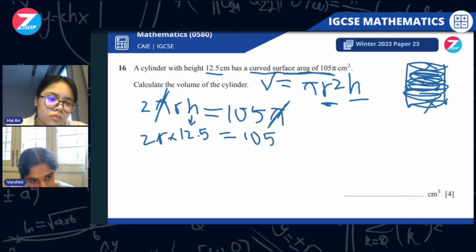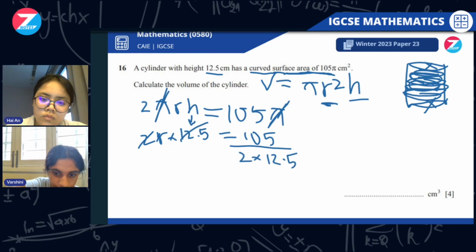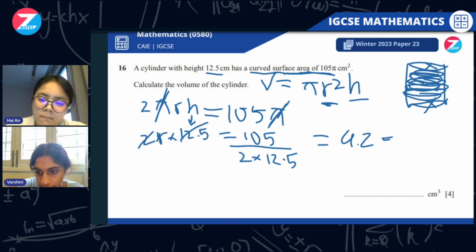So let's make r the subject of the formula. Let's get rid of the multipliers over here, which are 2 and 12.5. So let's divide: 105 divided by 2 times 12.5. You put that in your calculator. You should get 4.2. 4.2 is equal to r.